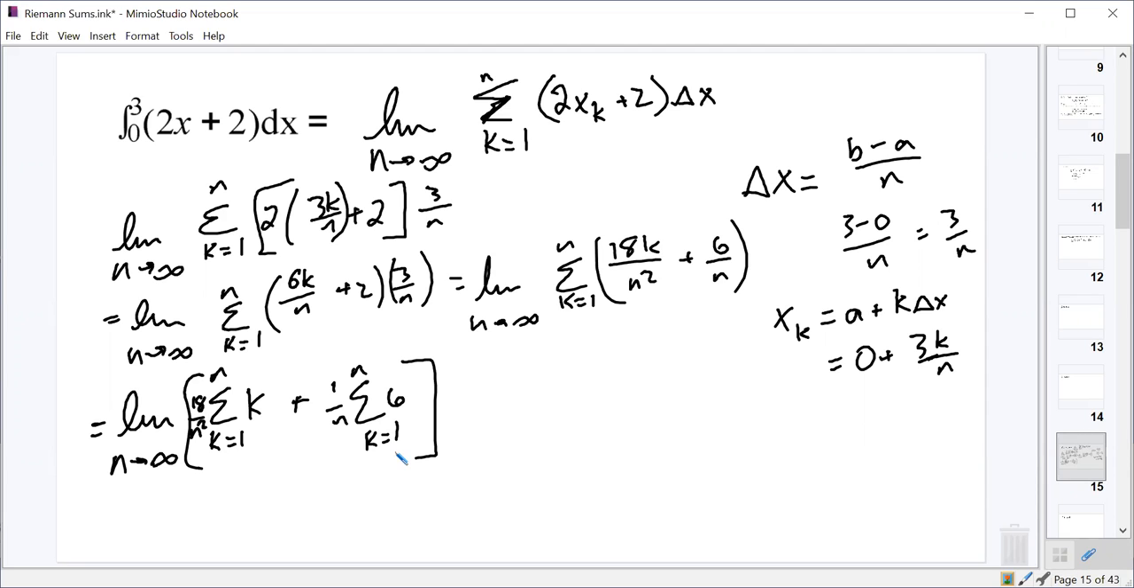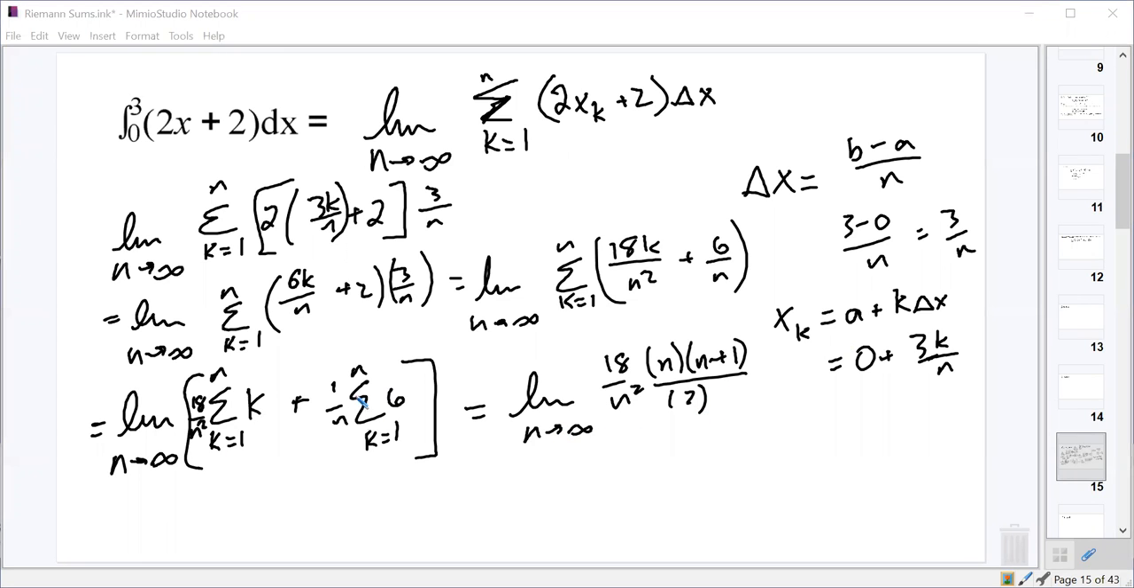And so if we add up all of the k's from k equals 1 to n, we need to remember that that's equal to n times n plus 1 over 2. So this is 18 over n squared times n plus 1 over 2. And then if we add up all of the 6's, so 6 plus 6 plus 6 plus 6 n times, that ought to just become 6n. So we end up with 6n over n.